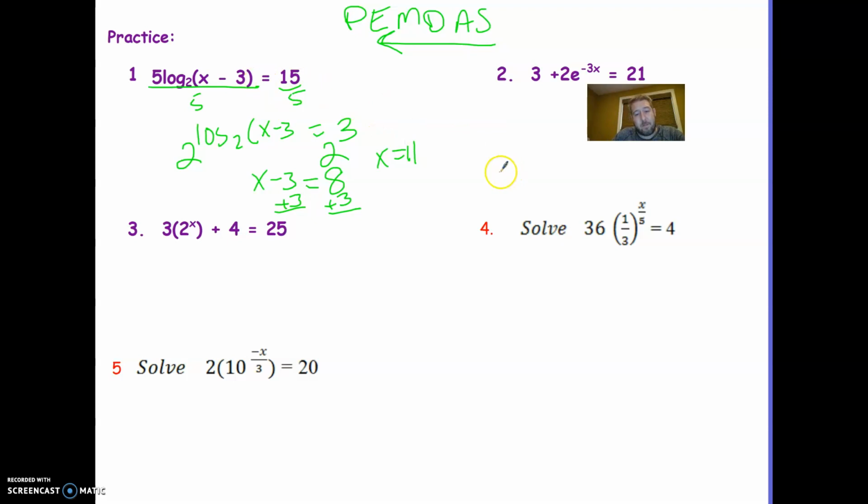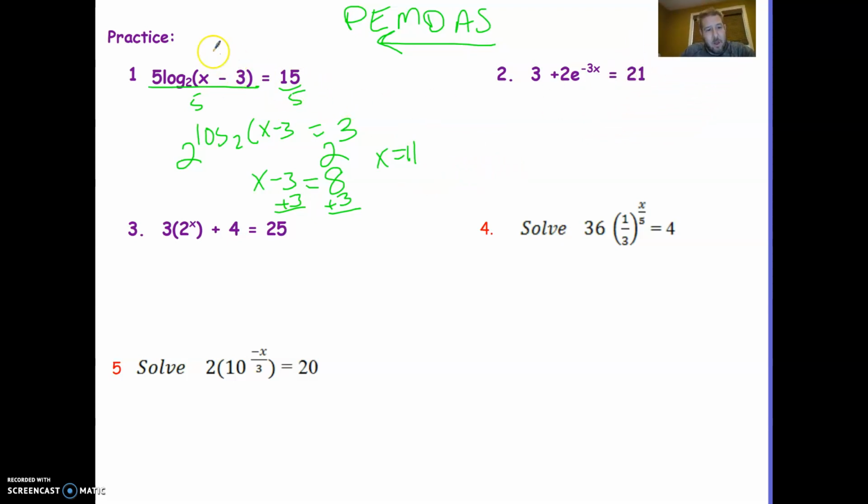Now, it's always important to check, yes, you have to check for extraneous solutions, because whatever I get as my answer can't make this a negative, and it's not. So 11 minus 3 is going to be a positive number, so this is good. This is a real answer.